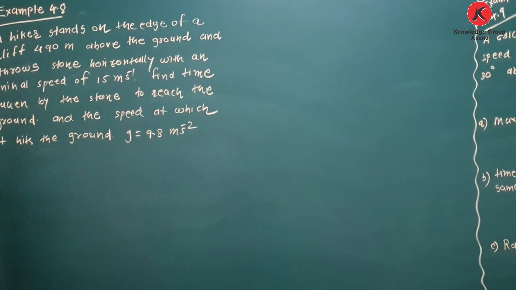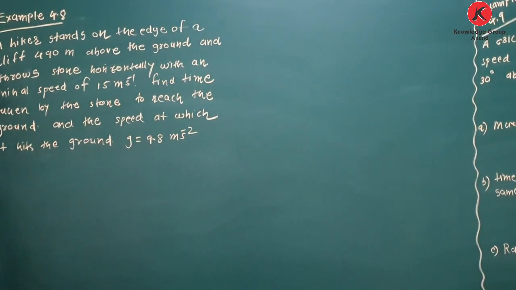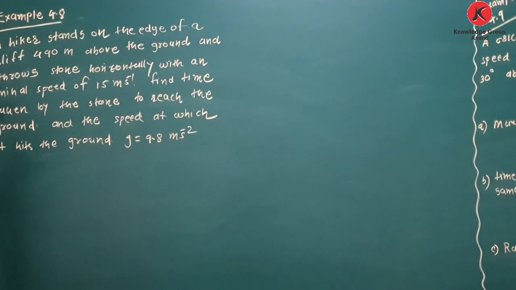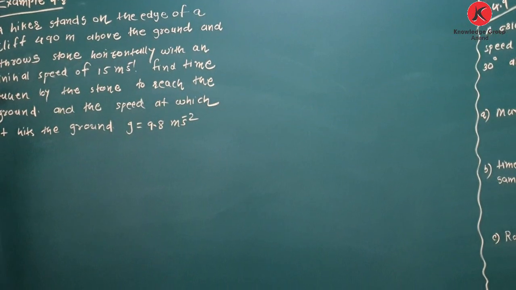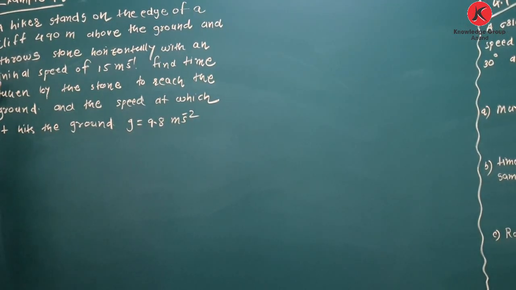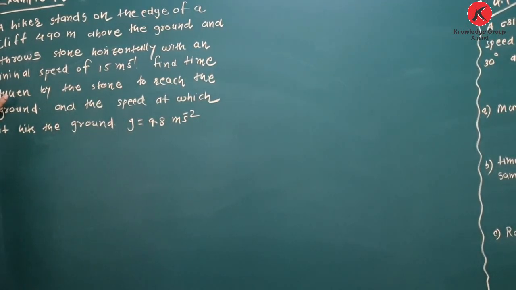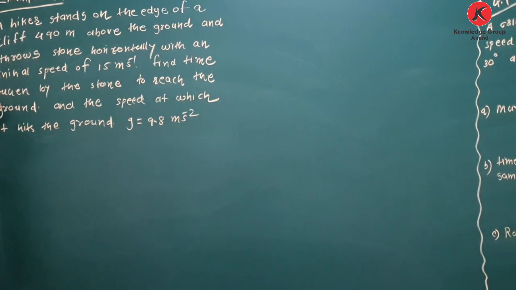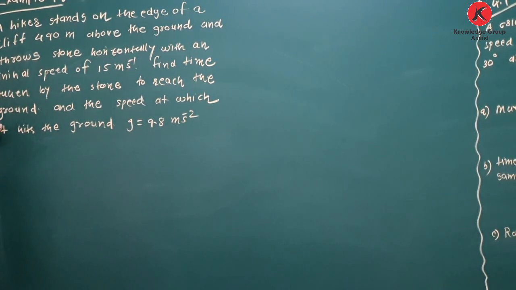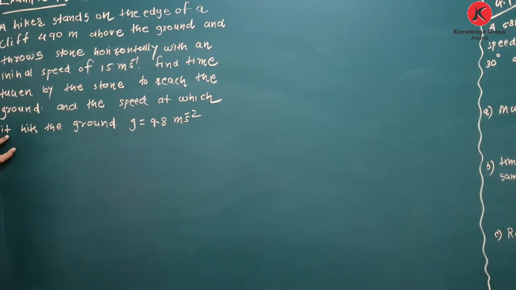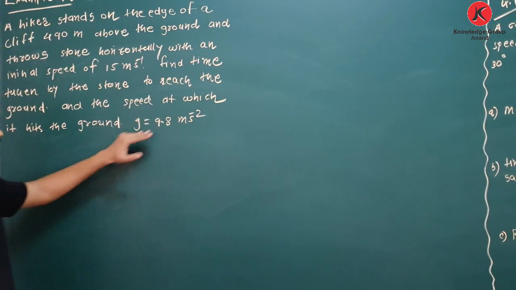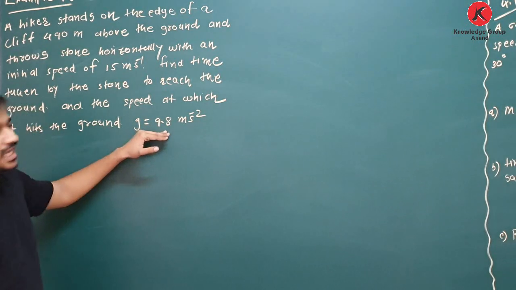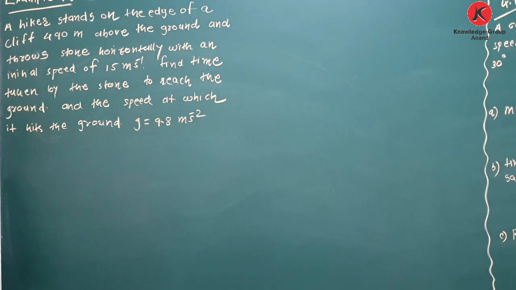Okay, the next question is example 4.8. A hiker stands on the edge of a cliff 490 meters above the ground and throws a stone horizontally with an initial speed of 15 meters per second. Find the time taken by the stone to reach the ground and the speed at which it hits the ground. Take the value of gravitational acceleration as 9.8 meters per second square.